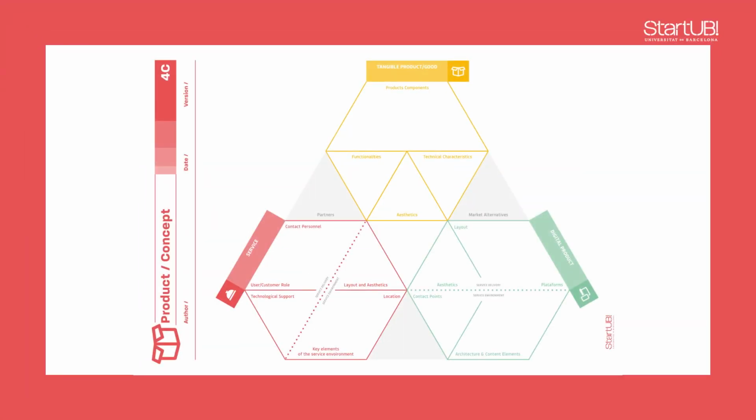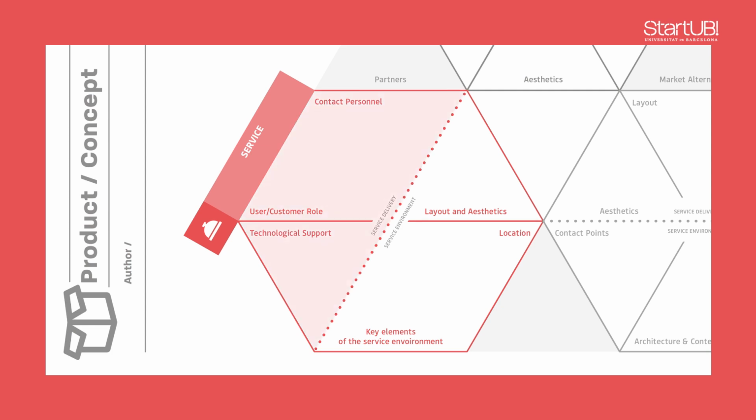Second element we want to focus on is the complementary service, that is our training. This will be addressed to users or facilitators wishing to use the toolkit in the workshop or training sessions. Here, we consider two aspects. First, the service delivery. Here, we have three elements. First, the contact personnel, that is, who is delivering the service. Second, the user or customer role, that is the extent to which the customer or user is involved in the delivery of the service. And finally, technological support. So we need to identify the technological elements needed to provide the service.